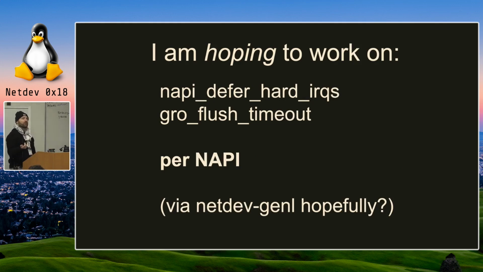And in the future, what I'm hoping to work on, and maybe Eric will disagree with me on this one, but I really want to make NAPI defer hard IRQs and gro flush timeout work per NAPI. And I think the right way maybe to do that would be via Netdev GenL. Because basically what I want to do is, already in hardware, I'm reserving a set of queues on the Mellanox 5 NIC, and I'm saying these queues push these IRQs out as far as the hardware supports. But I want to also be able to, in software, defer them even further if for some reason the hardware doesn't support it, or the hardware limits are really low, or whatever the case may be.